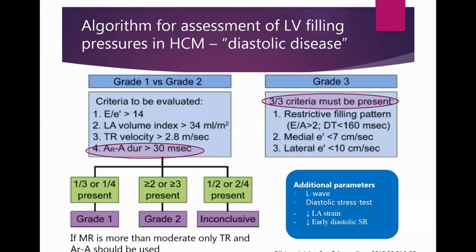It's not enough to have these patients with very high filling pressures if the patient has only a restrictive mitral filling pattern. We have additional parameters in difficult cases: L wave, diastolic stress test, reduced left atrium strain, and early diastolic strain rate of the left ventricle. If the patient has severe mitral regurgitation, we can use only tricuspid regurgitation and the difference between AR and A.